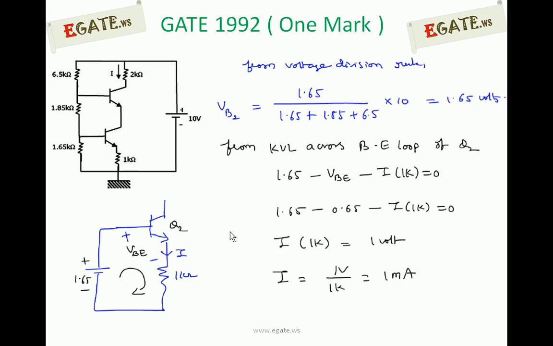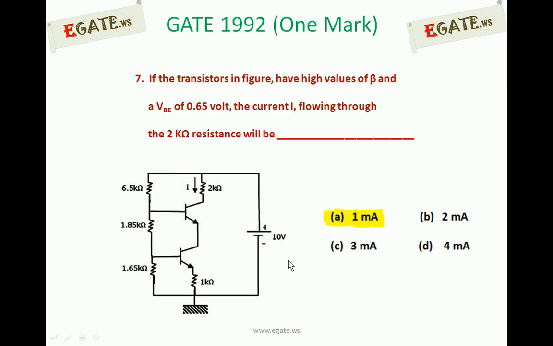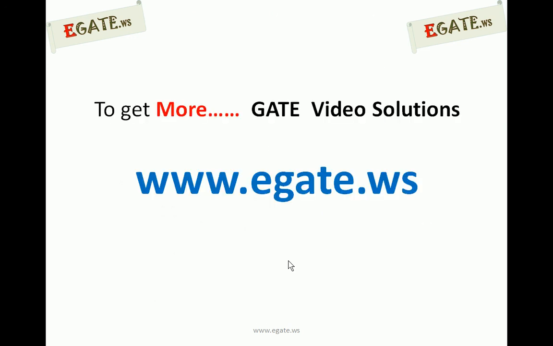So you can write 1.65 minus VBE minus I times 1 kilo ohm equals 0. VBE is given as 0.65, so I times 1 kilo ohm is 1 volt. I is equal to 1 milliampere. So the current flowing through 1 kilo ohm is the current flowing through 2 kilo ohms, and the required answer is 1 milliampere. The correct option for the question is A, 1 milliampere. Thank you.